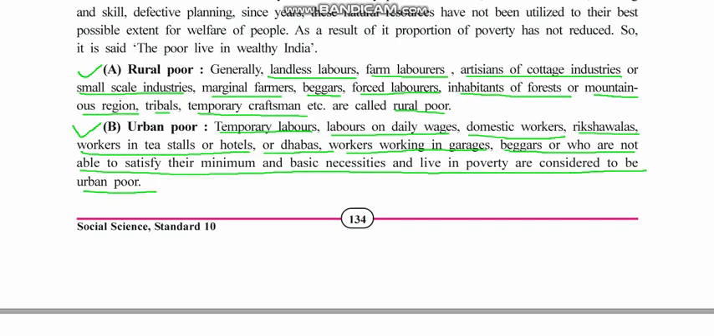Now you can see, if you compare, there is a difference between the rural poor and urban poor, right? Here mostly people are connected either to laborers' work or artisan work, or they are connected to farming, while here the people are usually connected to jobs in factories, hotels, tea stalls, garages or something else. So there is a large demarcation, a large difference between a poor person in villages and a poor person in cities, right?